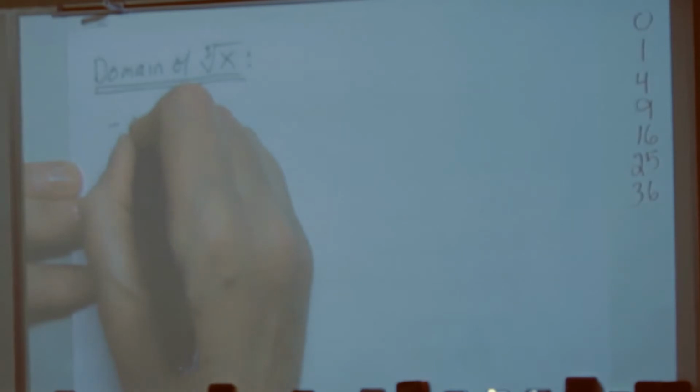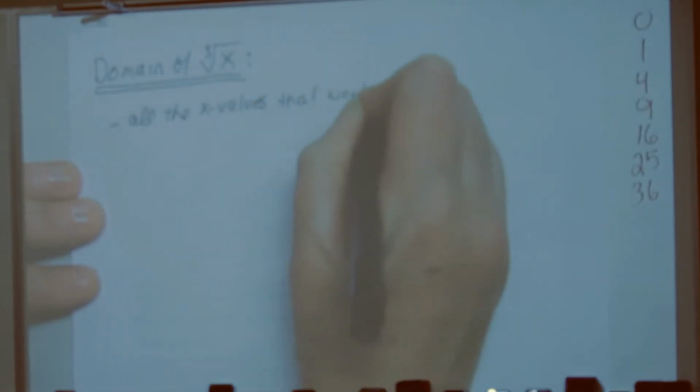Next up, we're going to talk about cube roots. So here we go. We're going to talk about the domain of a cube root. One more time, domain deals with which values, x or y? All the x values that work for the function. That's what we're looking at. We're looking at all the x values that work.